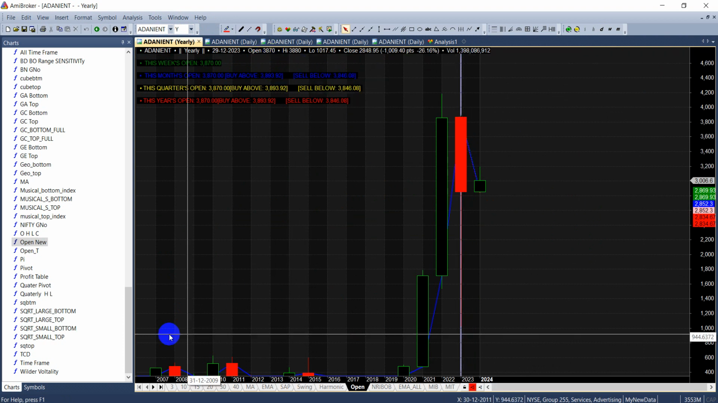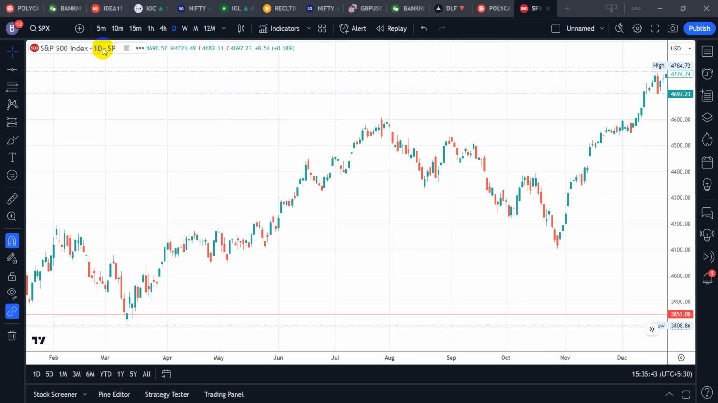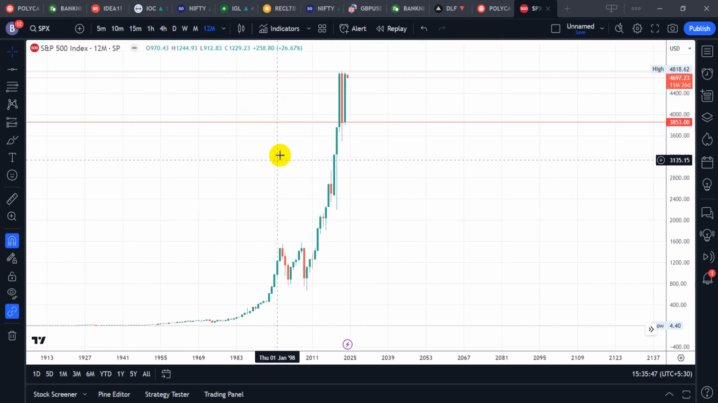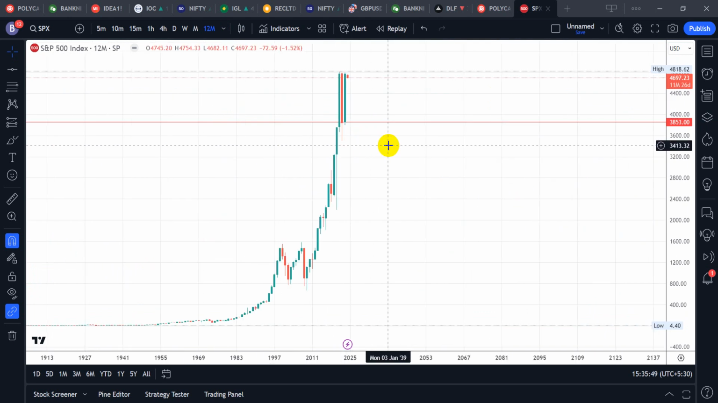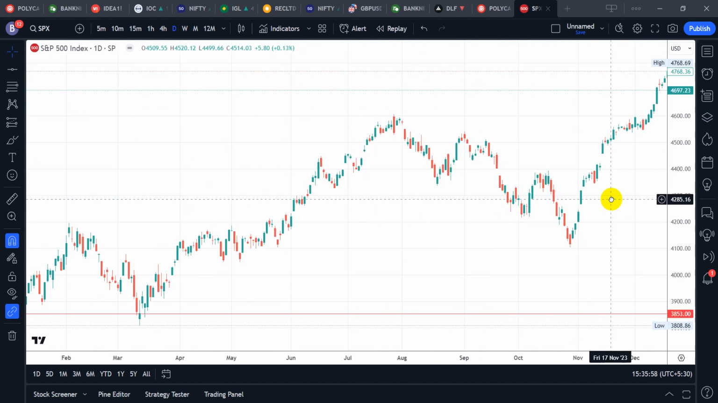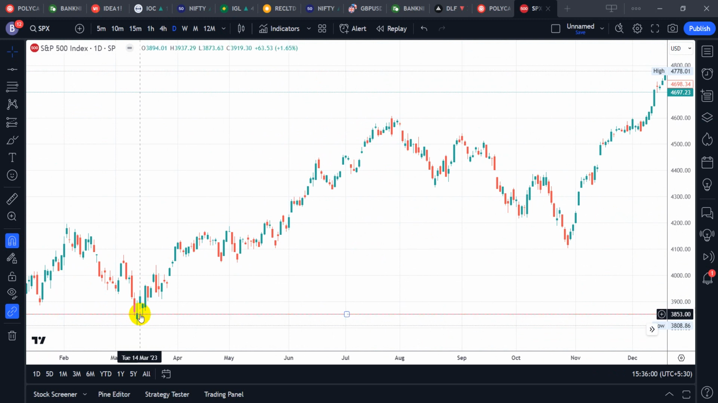Even if you see the SPX chart, the S&P 500 chart, let's go to a 12-month chart. This year also open and high are the same in SPX. You can see here 4745, 4754, right? And last year's opening price was 3853. I think I have drawn this line at 3853. See here, it made a perfect bottom around 14th of March, and from there the big rally came in. So it gives you less entry.